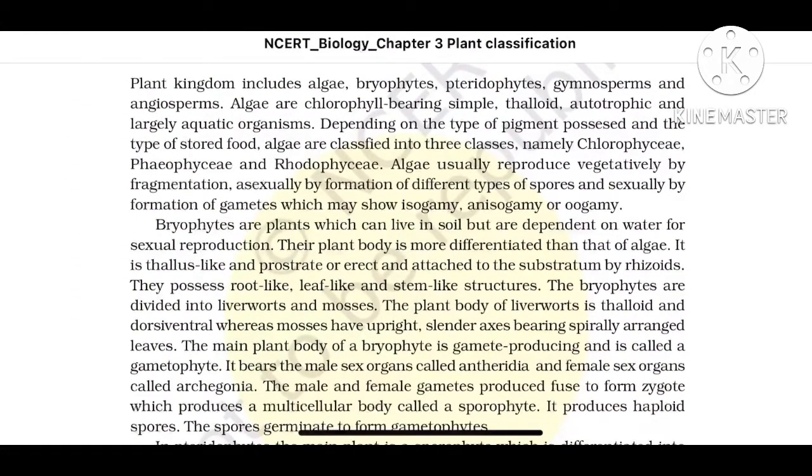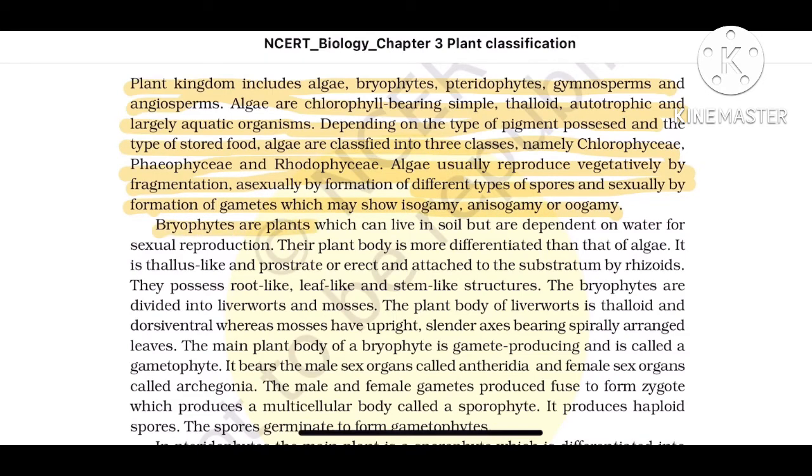Summary. Plant kingdom includes algae, bryophytes, pteridophytes, gymnosperms, and angiosperms. Algae are chlorophyll-bearing, simple, thalloid, autotrophic, and largely aquatic organisms. Depending on the type of pigment possessed and the type of stored food, algae are classified into three classes, namely Chlorophyceae, Phaeophyceae, Rhodophyceae. Algae usually reproduce vegetatively by fragmentation, asexually by formation of two different types of spores, and sexually by formation of gametes which may show isogamy, anisogamy, or oogamy.